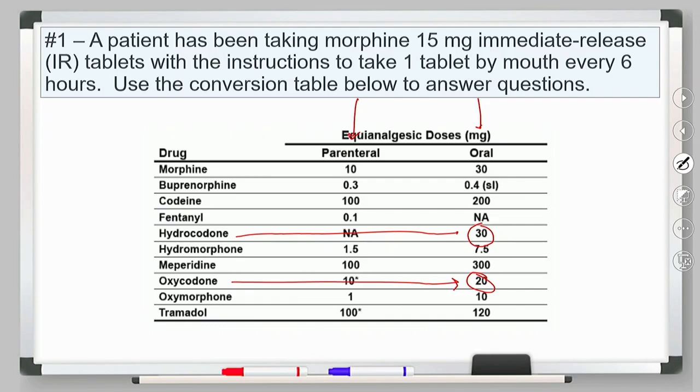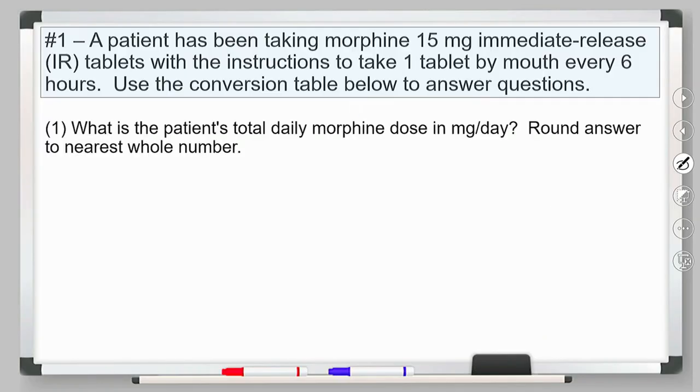So it starts off as that a patient has been taking morphine 15 milligram immediate release tablets with the instructions to take one tablet by mouth every 6 hours. Okay. So going into this, because we are eventually going to need to convert this patient to some other drug, we need to know the total daily amount, so we start with the opioid that they're currently on and calculate the total daily amount of that opioid. If it is an opioid with acetaminophen, kind of like hydrocodone with acetaminophen or oxycodone with acetaminophen, we disregard the acetaminophen. We don't care about whether there's any Tylenol in the tablets or not. We are converting from one opioid to another.